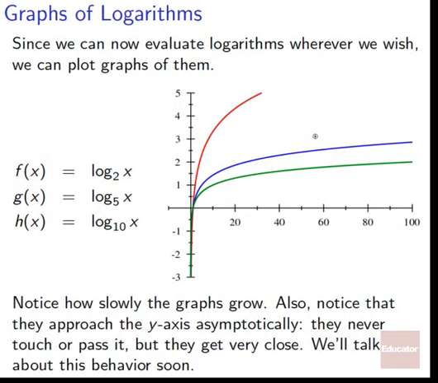So notice how slowly these graphs grow. These graphs grow really, really slowly, because for logs it takes a really big number to get even slight increases in our verticals. And the farther out they go, the slower they grow. Now notice that they approach the y-axis asymptotically. So as they get smaller and smaller, they get really, really close to the y-axis right here. They never touch or pass it, although that might be hard to see in this picture since it looks like it's right on top of it. But they get very close. We'll talk about this behavior, how it gets really close to the y-axis and why it can't actually touch or go past it, soon when we talk about the domain of a logarithm.